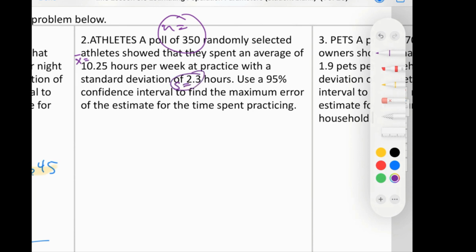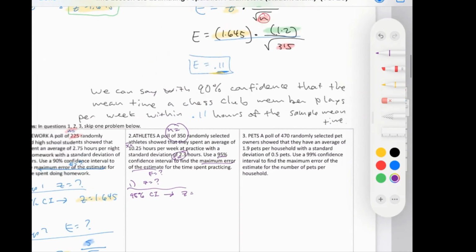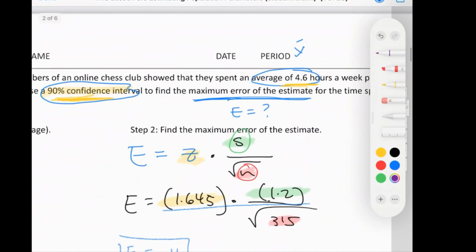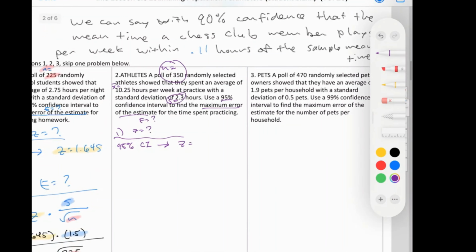S equals 2.3 and a 95% confidence interval, find the maximum error. Remember, the maximum error of estimate is just your E. We're trying to find E. So the first thing we're going to do is, what's our z-score? And this time, a 95% confidence interval basically tells us that Z is 1.960.